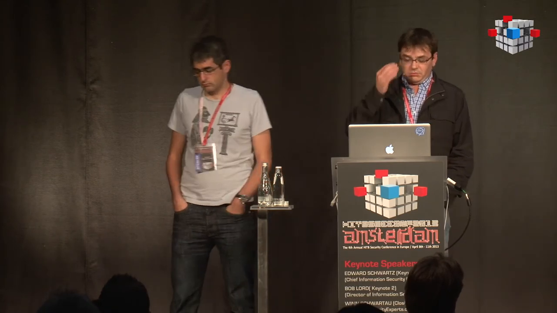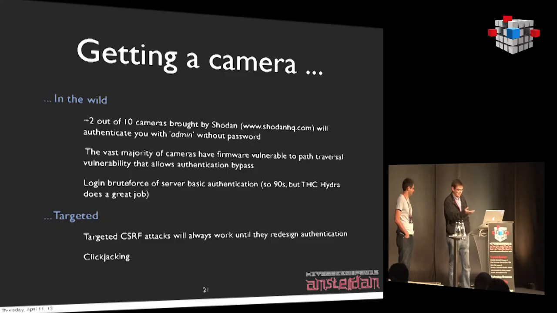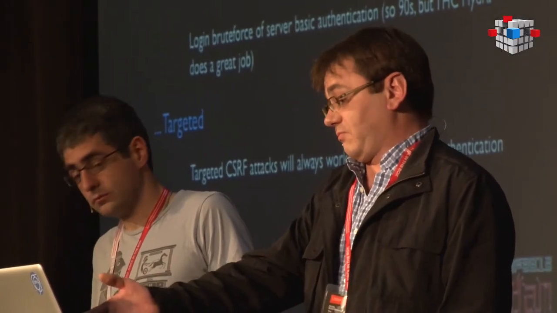And so just to summarize, if you want to get a camera, besides buying one, you can get a camera in the wild by going to Shodan, that's a great search engine, and searching for NetWave IP camera, and Artyom would go deeper into this. And yeah, the vast majority of cameras would still have this path traversal vulnerability, or you can always do login brute force because they have no protection whatsoever, like no throttling of the connection rate or anything like that.